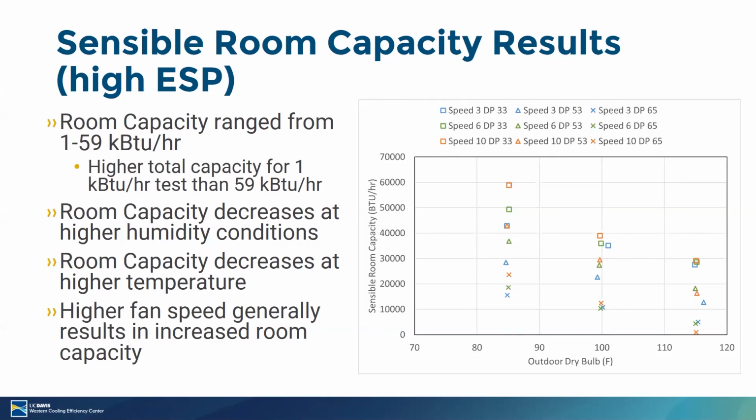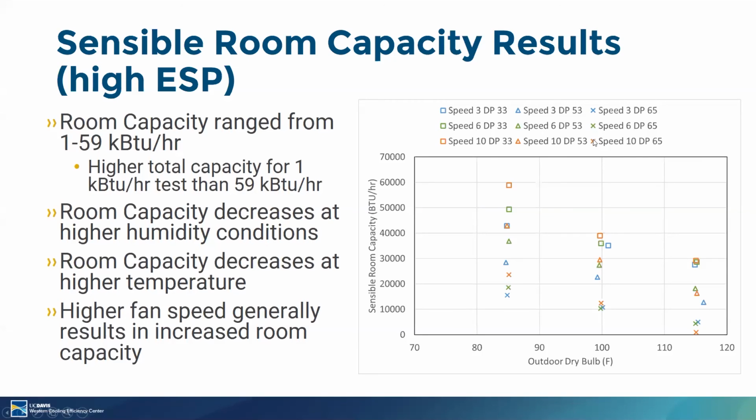Okay, so here are some results. You can see here that the sensible room capacity of the system is, depending on the condition, anywhere from 30,000 to 60,000 BTUs per hour if you operate the speed accordingly. That's nominally 3 to 5 tons, which is typical of the capacity range of a residential compressor-based air conditioner.